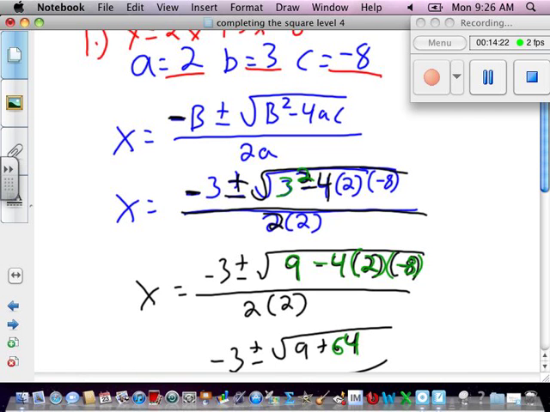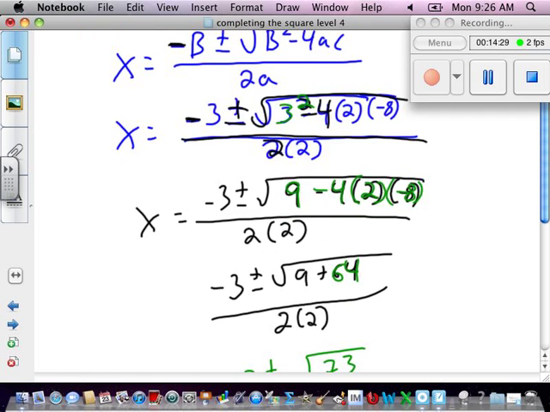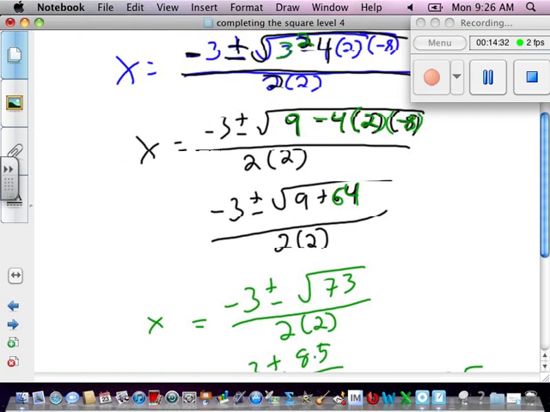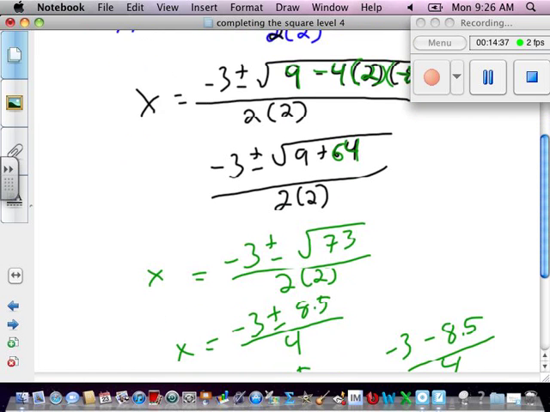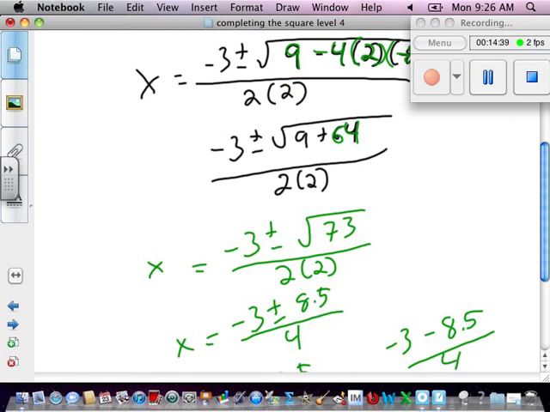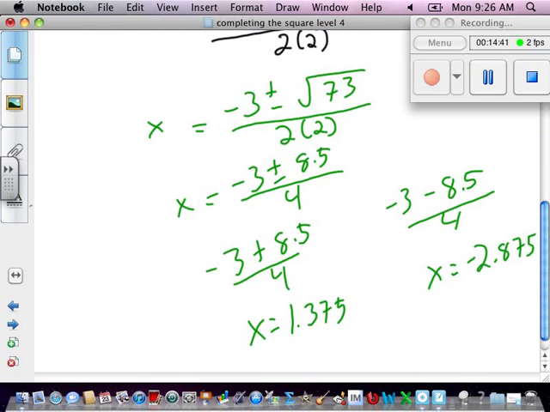Then we found 3 squared. That gave us 9. The next step was we did -4 times 2 times -8. We got positive 64. We got 9 plus 64 is the square root of 73. And we got 2 times 2 on the bottom of the fraction is 4. Then we split it, because of the plus or minus sign. We've got a plus here and a minus here. And we've got x equals 1.375 and x equals -2.875. Those are the roots. You're done.